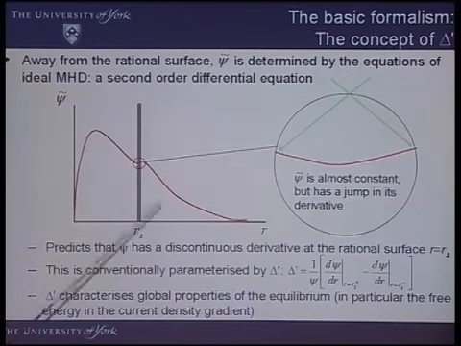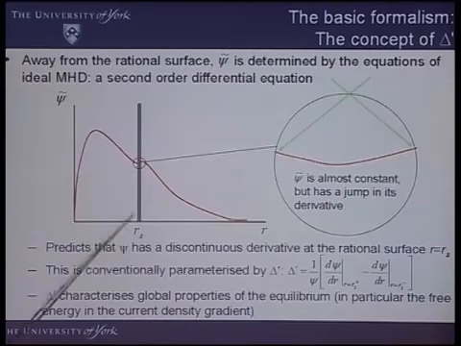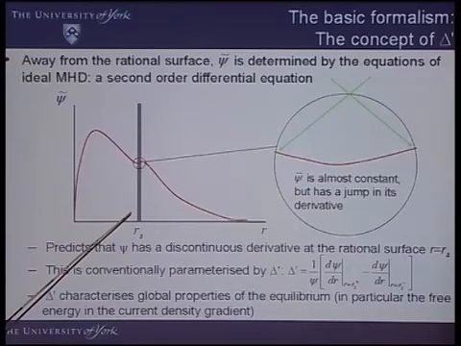And this jump in the derivative of psi across the layer around the rational surface is parameterized by a thing we call delta prime. So delta prime is just 1 over psi times the difference in the radial derivative of psi across the layer. And this delta prime parameter has got nothing to do with the layer, and most of my talk today is going to be about the layer. This is probably the last time I mention delta prime, but it rather characterizes the global properties of the equilibrium we're looking at. So in a tokamak it would characterize the free energy and the current density gradient, for example.